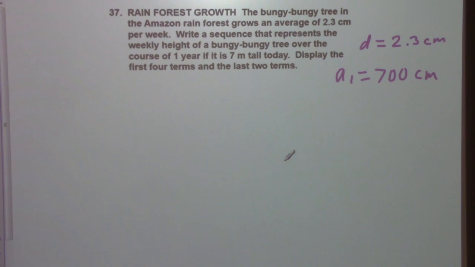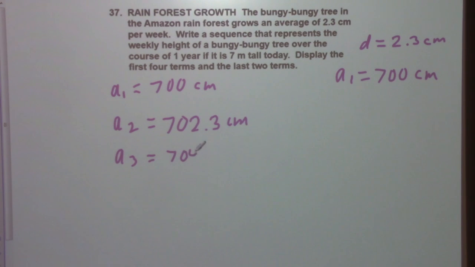And so now it says display the first 4 terms and the last 2 terms. So the first 4 terms, we know A sub 1 is already 700 centimeters. And what's A sub 2 going to be? 2.3 centimeters. And A sub 3 is going to be 4.6 centimeters. And A sub 4, 706.9 centimeters.